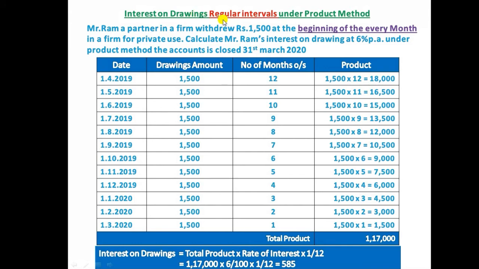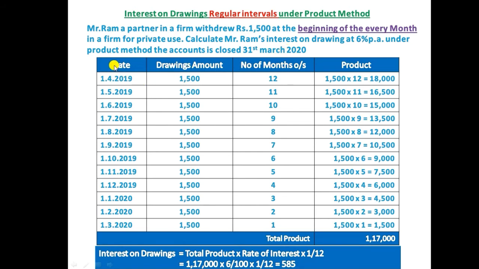Now we will see regular intervals. Interest on drawings, regular intervals under product method. Now we'll see the example question. Mr. Ram, a partner in a firm, withdrew rupees 1,500 at the beginning of every month for private use. Calculate Mr. Ram's interest on drawings at 6% per annum under product method. The accounts are closed on 31st March 2020.